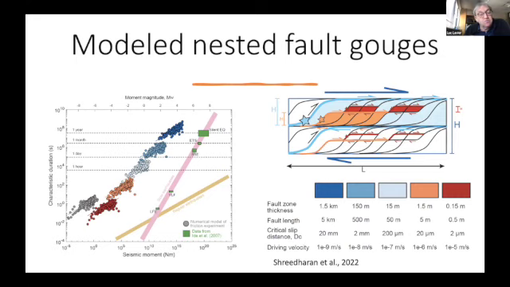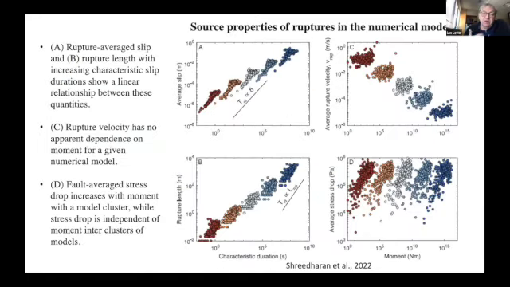We nucleate an earthquake, but we have all these other properties that seem to be making it slower in this scaling, okay? Then we looked at other source properties of rupture in the numerical models. Basically, in A and B, we look at the average slip and rupture length versus characteristic duration. What we find is that with increasing characteristic duration, we show a linear relationship between these quantities, okay?